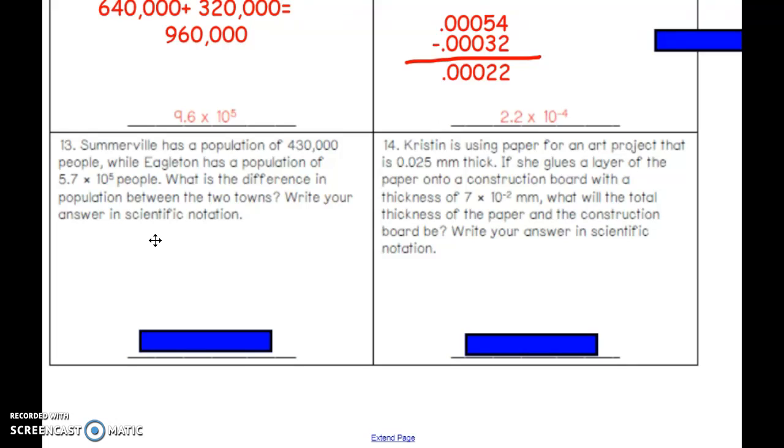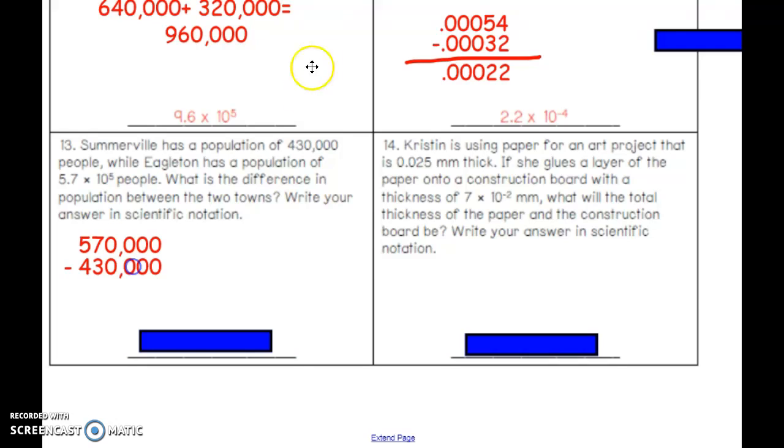You read this one carefully. We're trying to use these two numbers and find the difference between the two populations. So the population of Eagleton has 5, 7, and let's see, you'll need 4 zeros behind that. So 570,000. The other town only had 430,000. So if you set your subtraction problem up, it's going to look like this.